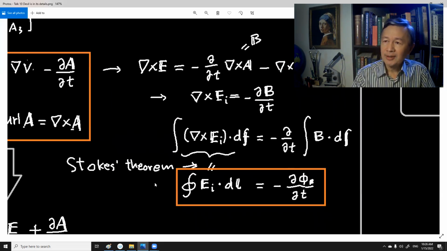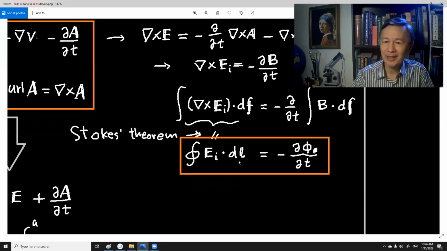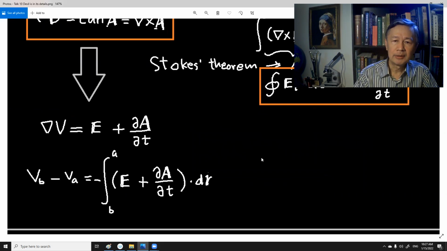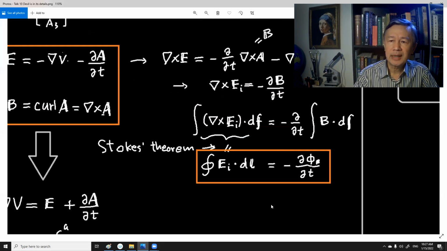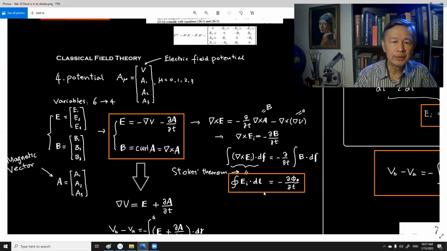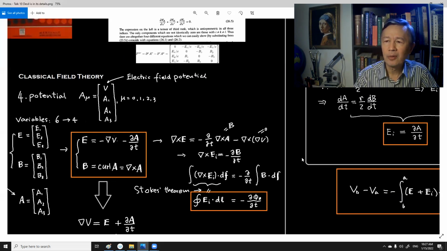According to Stokes' theorem, the left-hand side can be expressed as a line integral, as we see in the third equation of Maxwell's four equations. So that is one example of how we can rewrite Maxwell's equations in a more compact form. That is the reason we introduce this four-vector.